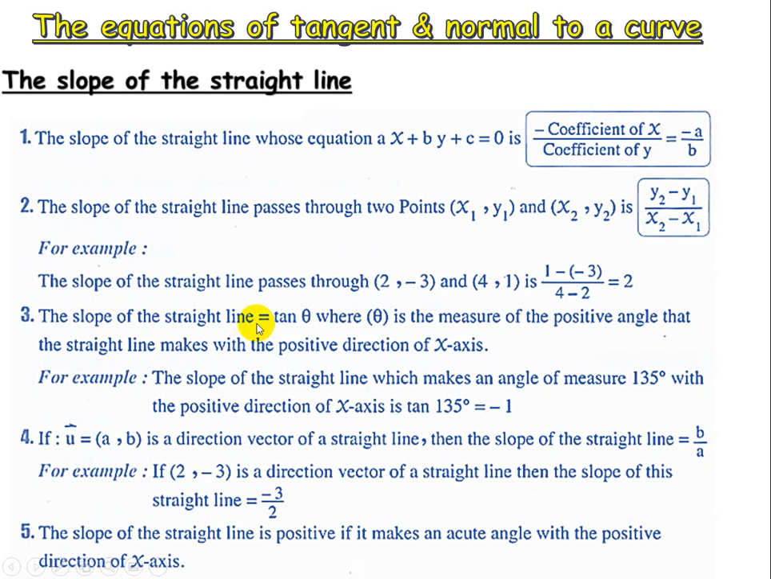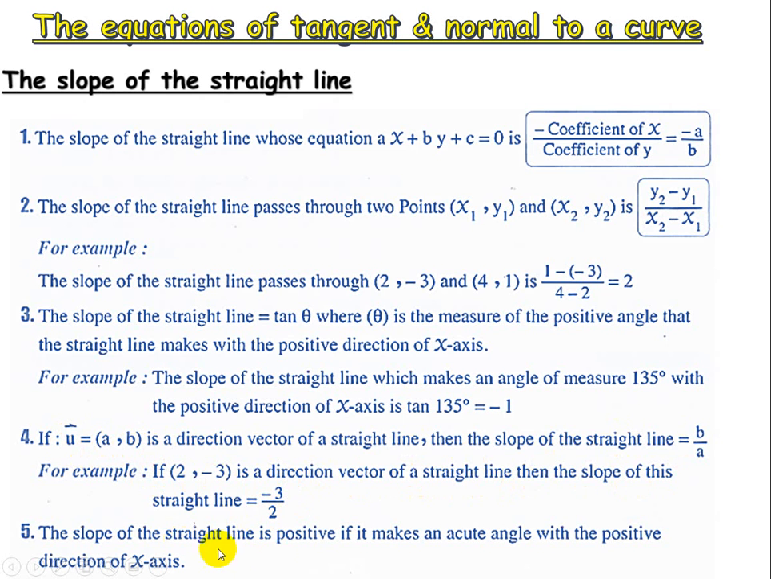The slope of the straight line equals tan θ, where θ is the measure of the positive angle that the straight line makes with the positive direction of the x-axis. For example, the slope of the straight line which makes an angle of measure 135° with the positive direction of the x-axis is tan 135°, which will be -1. If vector u equals (a, b), which is a direction vector of a straight line, then the slope of the straight line equals b/a. For example, if (2, -3) is a direction vector of a straight line, then the slope of this straight line is -3/2.